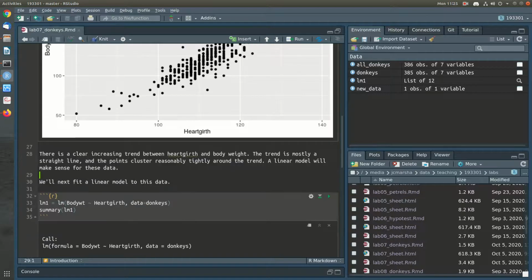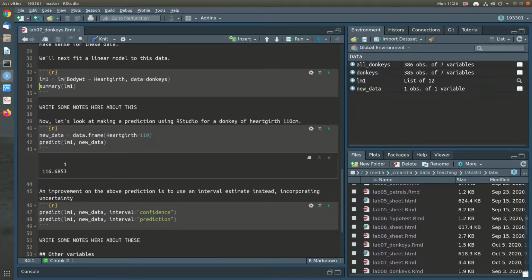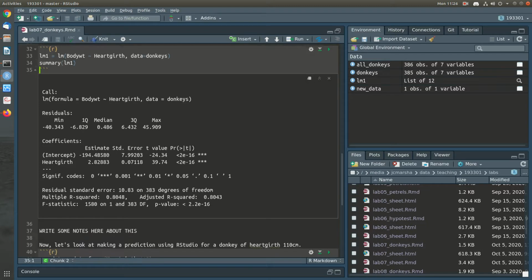Next we're going to fit the linear model, and you remember from lecture 6 we did this right at the end. This is the code for doing it. We use the lm function, which is short for linear model, and then we write a formula which specifies the linear model. So here we're having body weight in terms of, that's the little tilde, heart girth, using the data from the donkeys data set. When I run that, I get an lm1 object up here, and then I can run the summary command on it, which gives me the summary information. And we're going to write some notes on this.